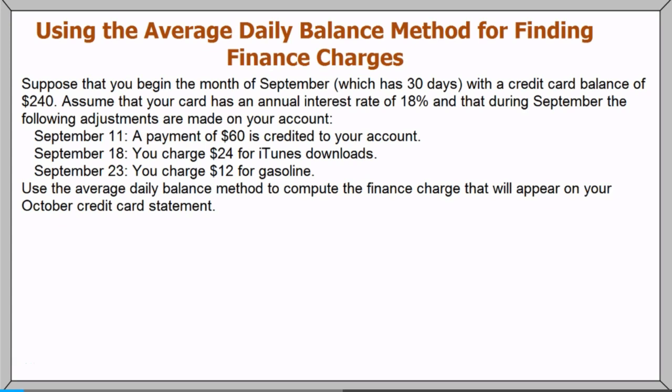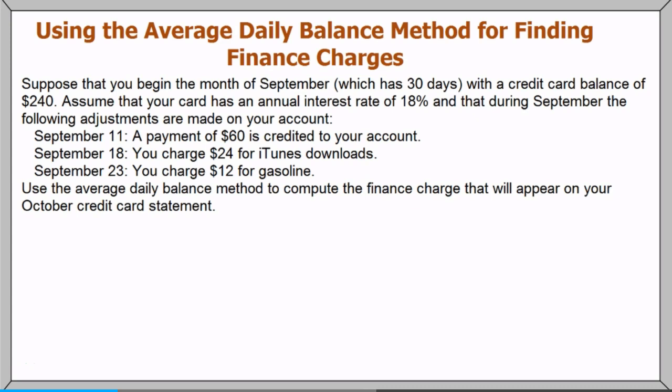Suppose that you begin the month of September, which has 30 days, with a credit card balance of $240. Assume that your card has an annual interest rate of 18% and that during September the following adjustments are made on your account. September 11, a payment of $60 is credited to your account. September 18, you charge $24 for iTunes downloads. September 23, you charge $12 for gasoline. Use the average daily balance method to compute the finance charge that will appear on your October credit card statement.